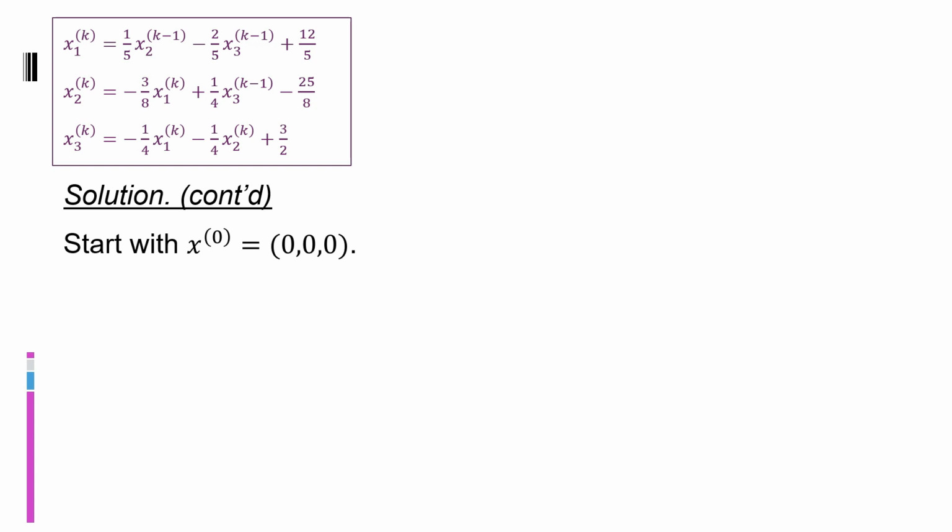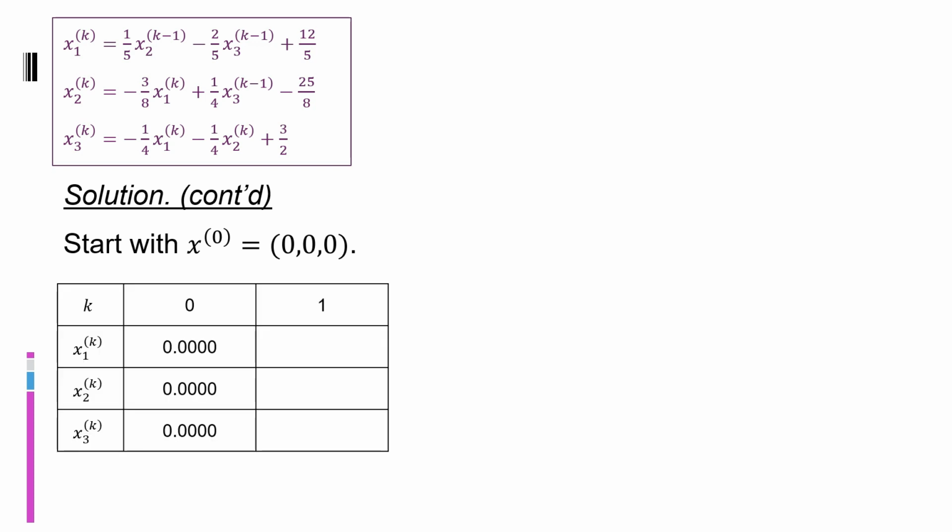0, 0, 0 muna. Pero hindi naman ito palaging 0, 0, 0. It's up to you pa rin kung ano yung gusto nyong piliin na values. You can start with 1, 1, 1, 1, 0, 1, 1, 2, 1 if you like. Okay? But for this example, we will use the initial solution as 0, 0, 0. So our k here, for k equals 0, we have 0, 0, 0.